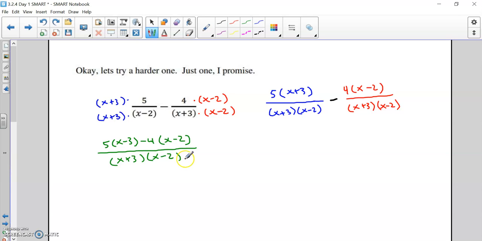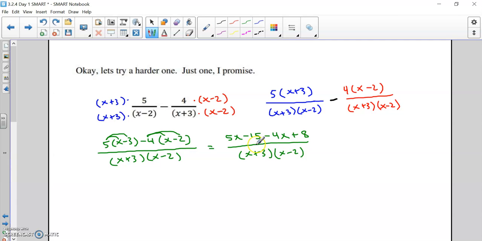All right, so now we're almost done. We're getting there, but we need to do a lot of simplifying on the top. We can distribute the 5 into these parentheses, and we have to distribute the negative 4 into these parentheses. So here, that's going to give us 5 times x, which is 5x, 5 times negative 3, which is negative 15. And then here, we have negative 4 times x, which is negative 4x. Negative 4 times negative 2 is positive 8. All right, we are making progress. We are almost there.